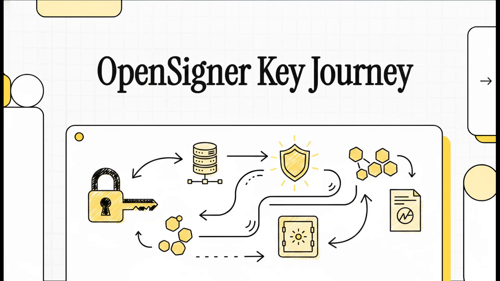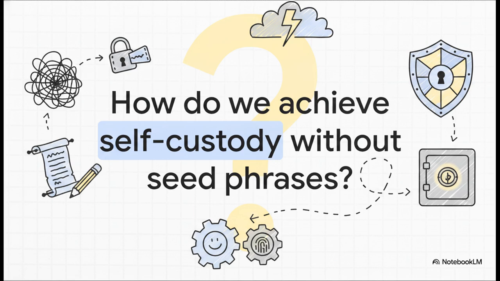Welcome to The Explainer. Today, we are taking a fascinating deep dive into a really critical piece of modern web architecture. We're going to be tracing the exact life cycle of a cryptographic key. And to do that, we'll be unpacking a powerful open-source framework called opensigner. Seriously, get ready, because we're about to look at some incredibly elegant engineering. Okay, let's dive into this.